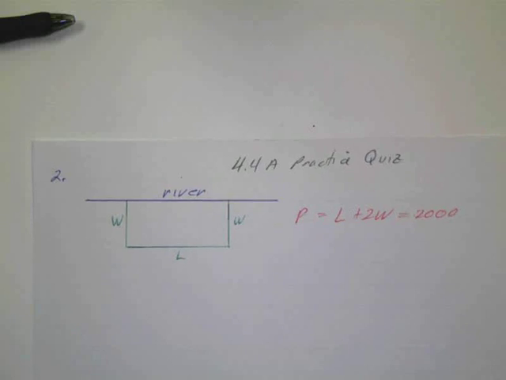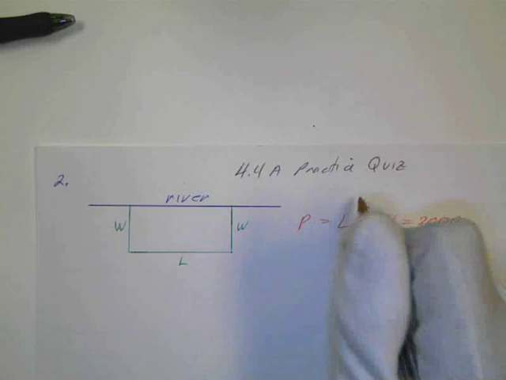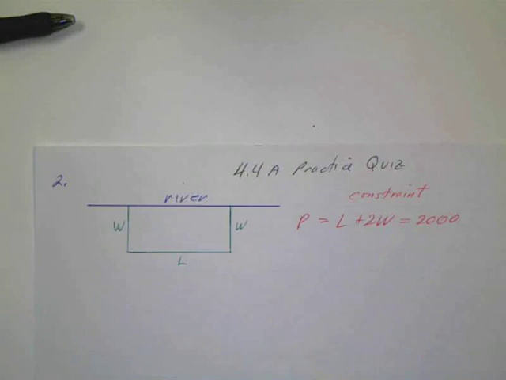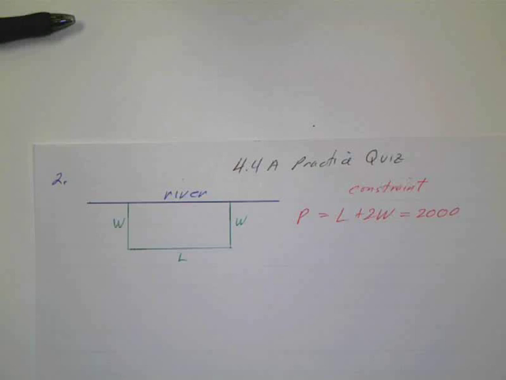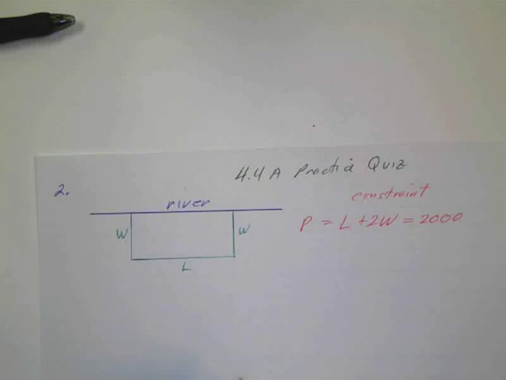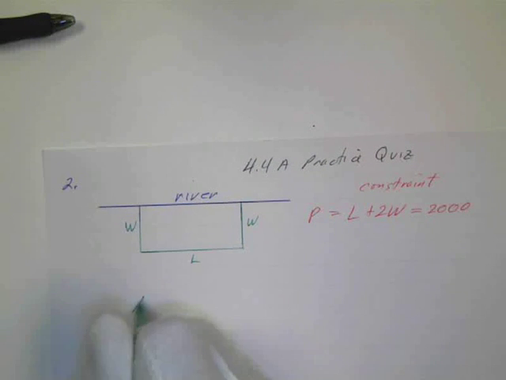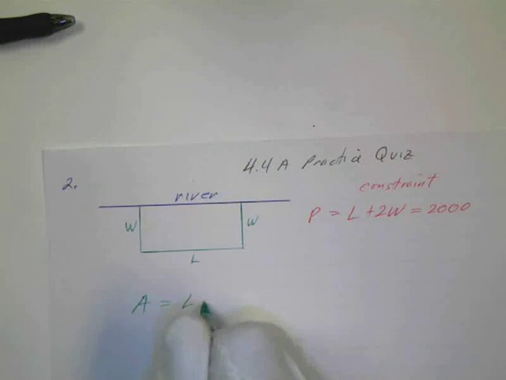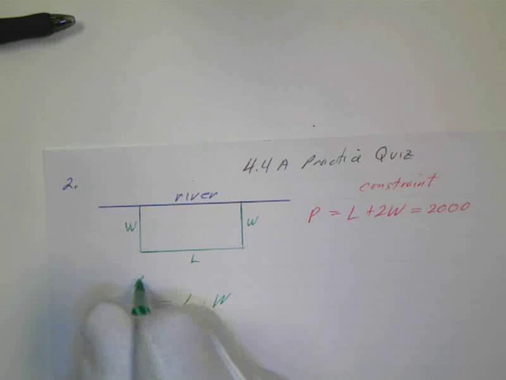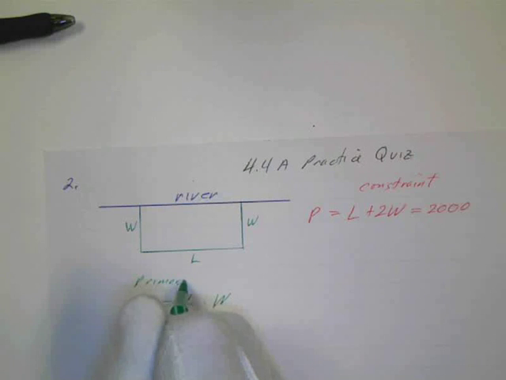Now that's actually our constraint. This is our secondary equation, our constraint. Our primary equation, what we want to do is find out what is the largest area we can enclose and what dimensions would be the enclosed area. So we want to maximize the area, and area is just length times width. So that's our primary function, or our primary equation, or sometimes called the objective equation.